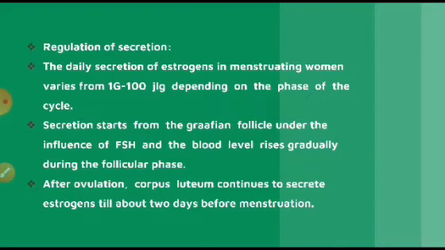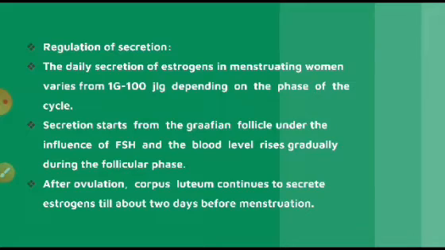Regulation of secretion is very important to understand. Why? Because when you are giving an estrogen drug to somebody, their body is already producing estrogen. So how much to give and how to give is very important. The daily secretion of estrogen in menstruating women varies from 1 gram to 100 gram, depending on the phase of the cycle.